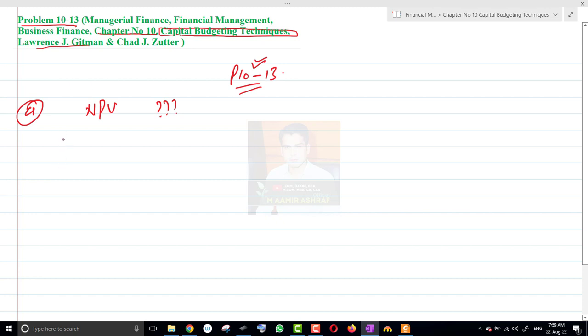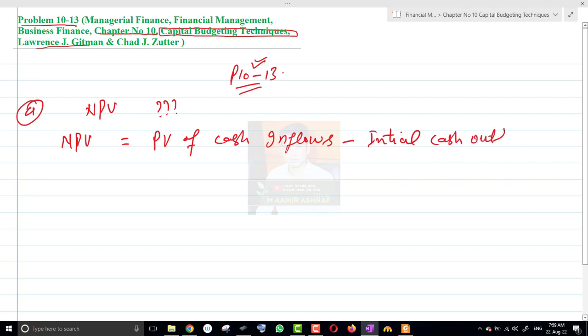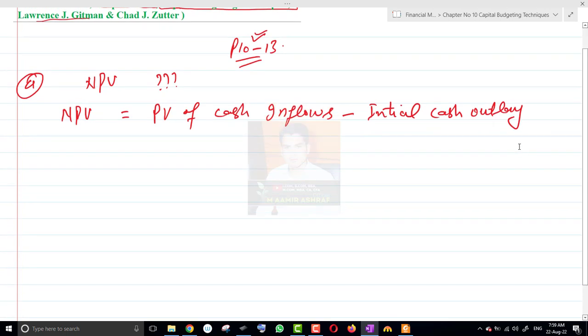As you know, the formula for the NPV is equal to present value of cash inflows minus initial cash outlay or initial investment. So first we have to calculate the present value of cash inflows. How can we calculate the present value of cash inflows?